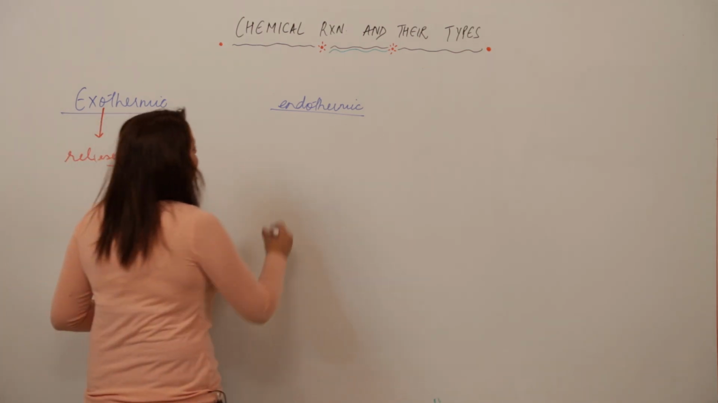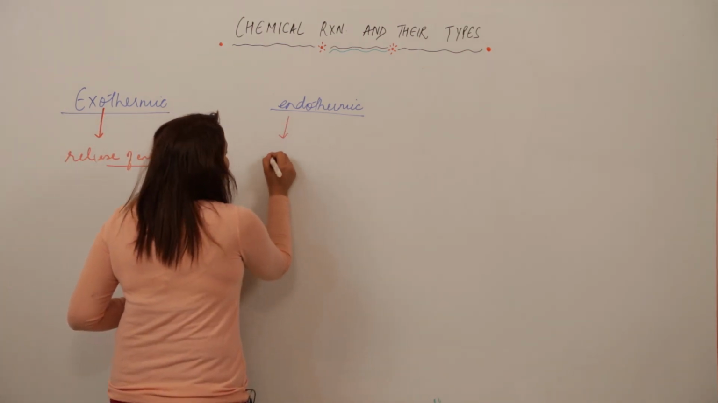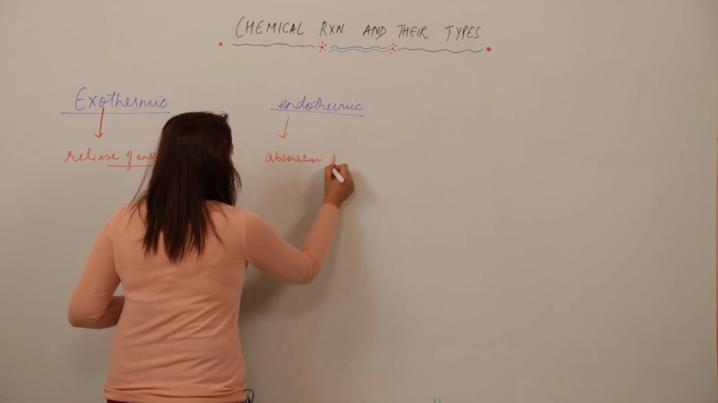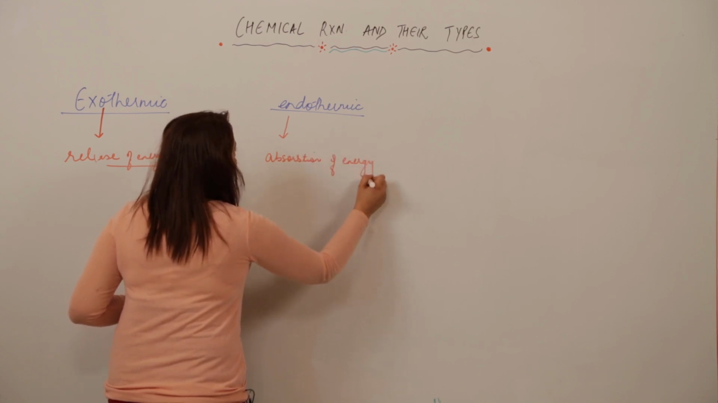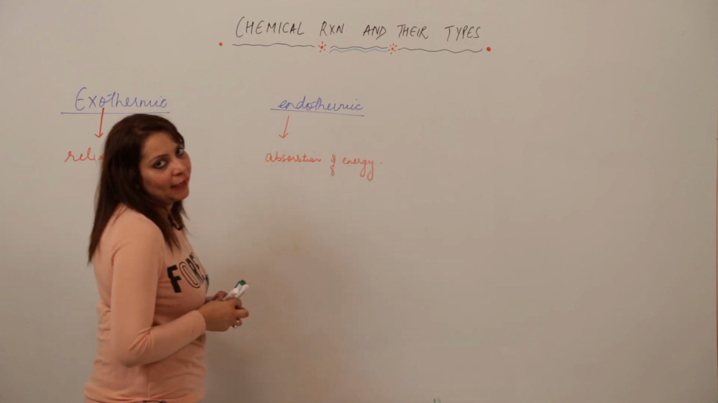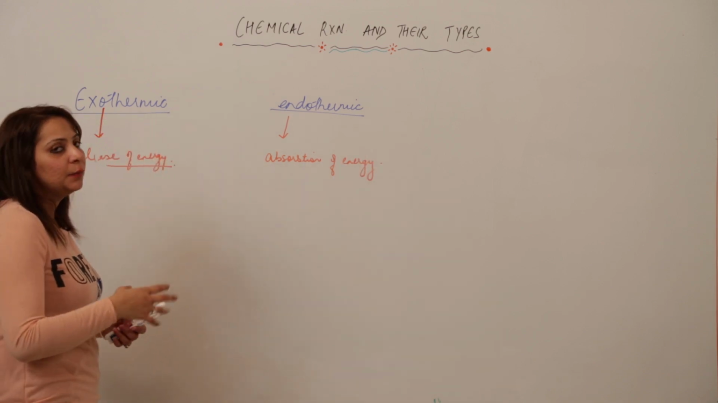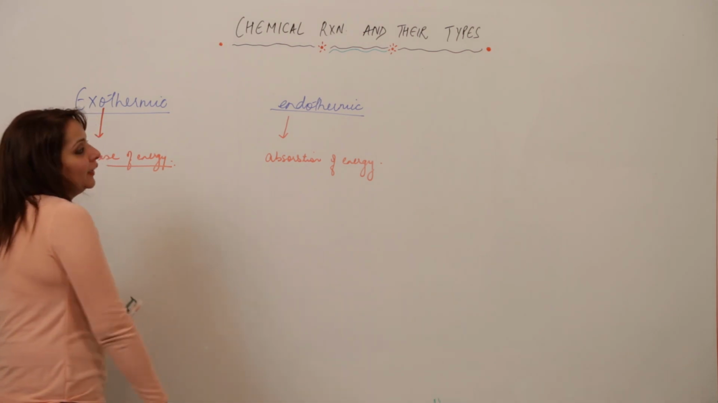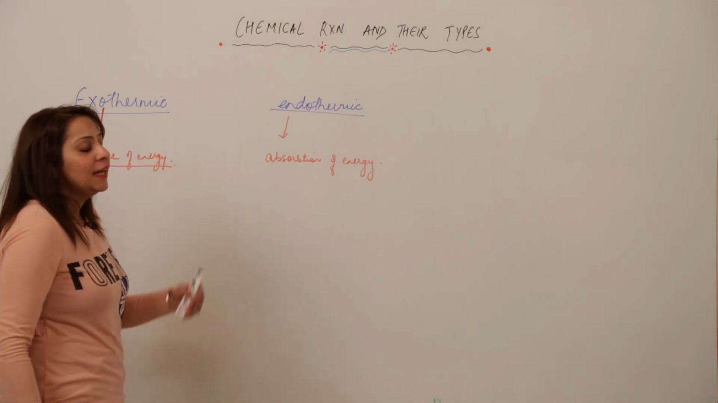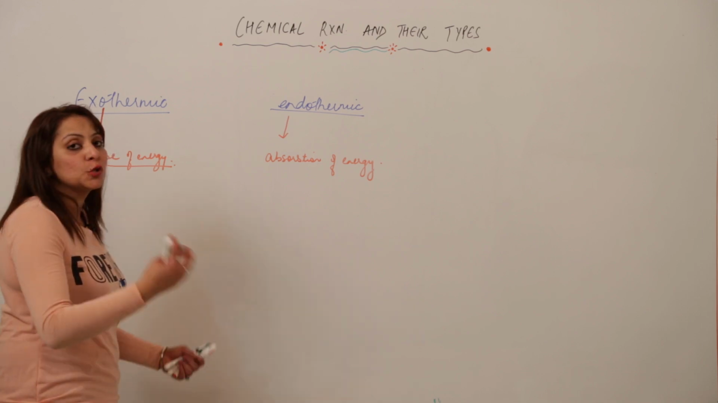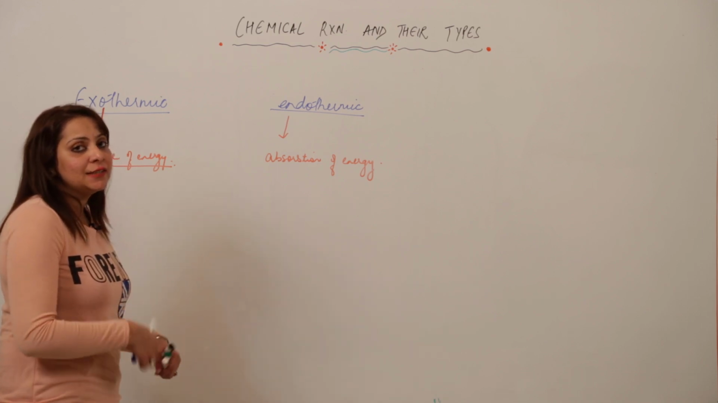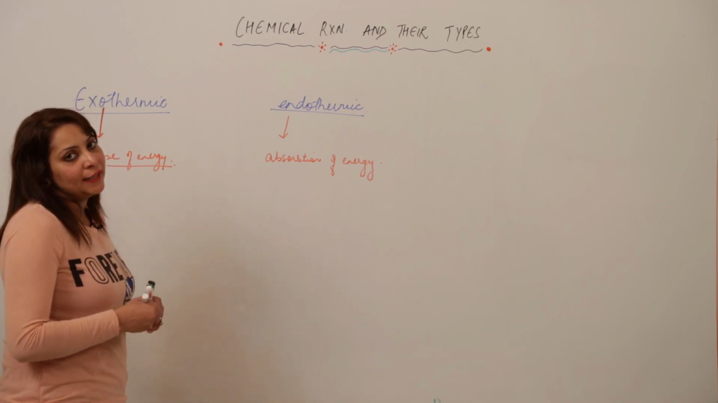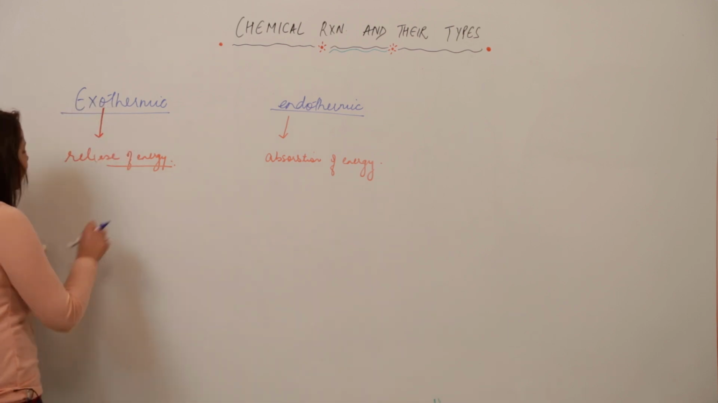And any reaction which is accompanied by the absorption of energy is called the endothermic reaction. Endo means internal, thermic means heat energy, right. So any reaction which is accompanied by the release of energy is exothermic, and any reaction which is accompanied by the absorption of energy, means the reaction needs the energy to occur, is called endothermic. So I am stating an example for you.